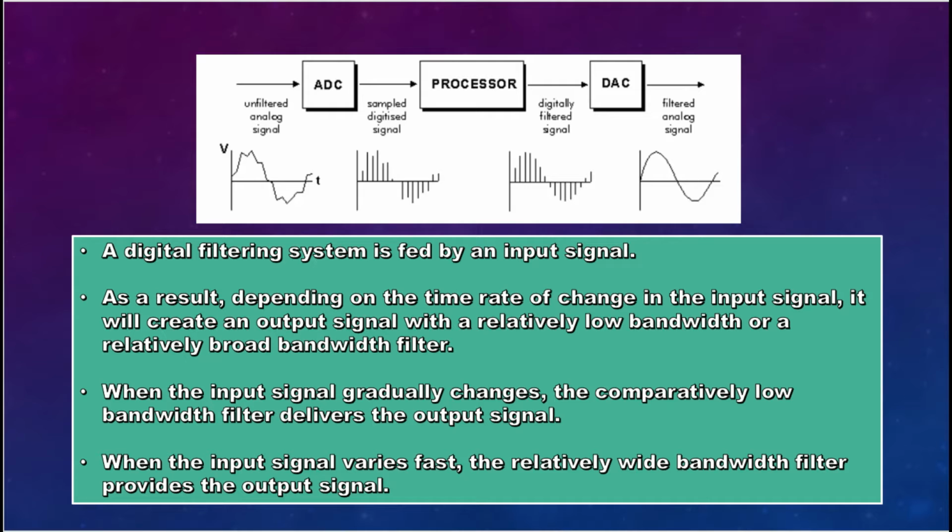A digital filtering system is fed by an input signal. As a result, depending on the time rate of change in the input signal, it will create an output signal with a relatively low bandwidth or relatively broad bandwidth filter. When the input signal gradually changes, the comparatively low bandwidth filter delivers the output signal. As a result, in this assignment, a FIR or IIR filter can be used to remove noise from the provided audio 11.